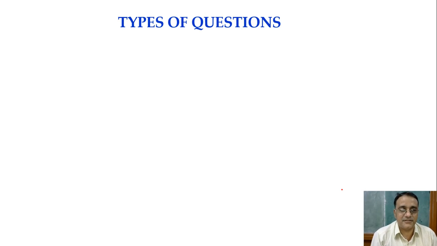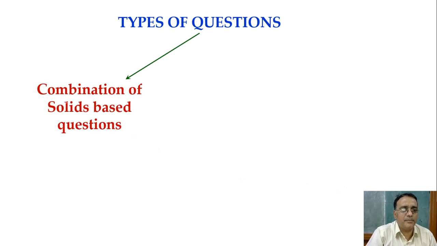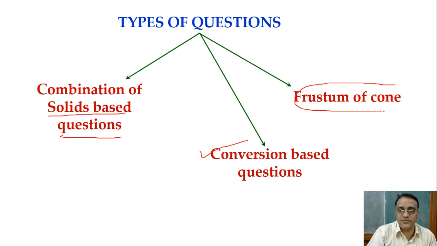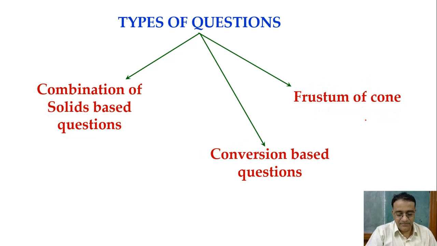Types of questions. So there are three types of question. The first is combination of solids based question. The second type is conversion based questions. And the third type is frustum of cone based question, जो कि इस साल के लिए delete हो गया. This part is deleted for this academic year. लेकिन हम लोग थोड़ा बहुत कर लेंगे, ओके, just for understanding only.